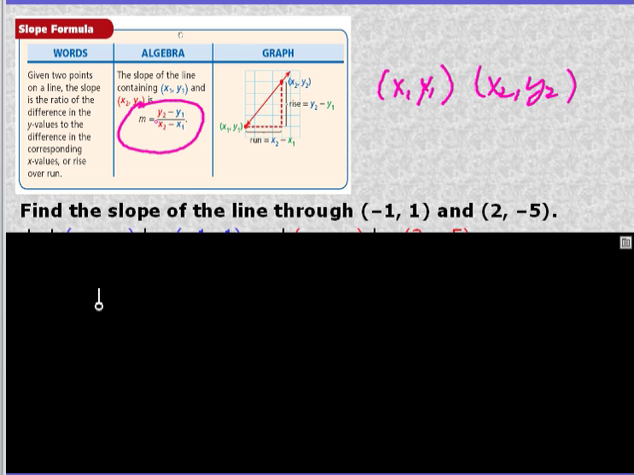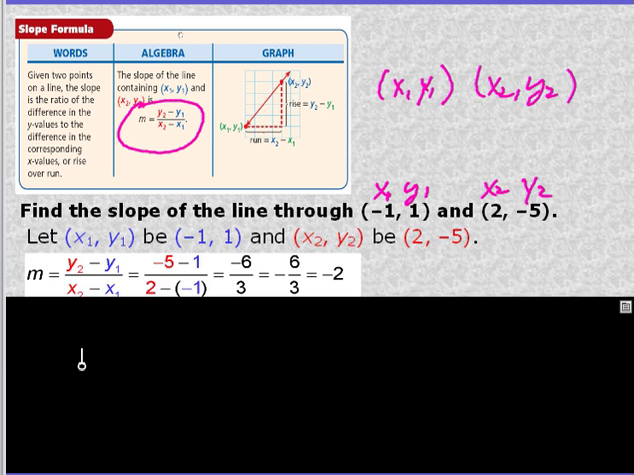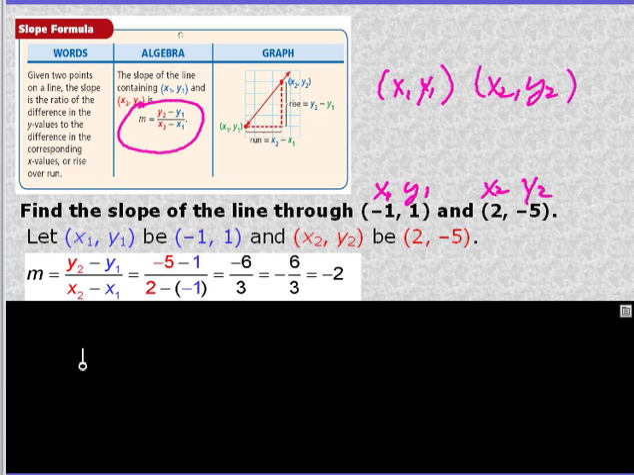Find the slope of the line through those 2 points. It's always a nice idea to label your points. Then when you plug them in, you plug them in properly, because sometimes I'll see a y2 minus an x1 or an x2 minus a y1. People got the points mixed up. So, and then you just plug them into the formula.